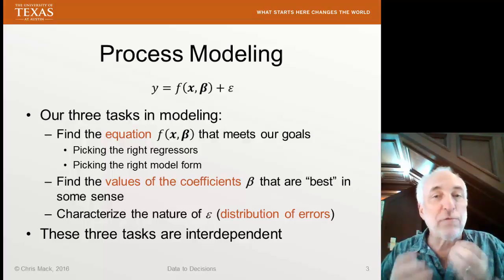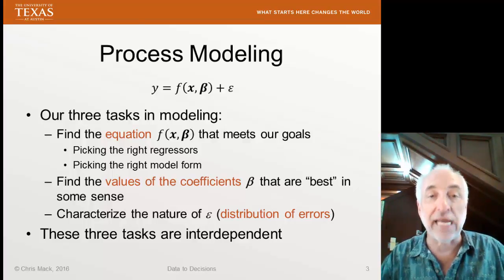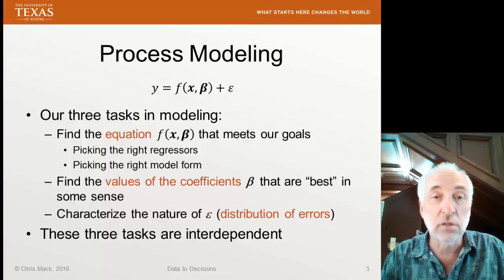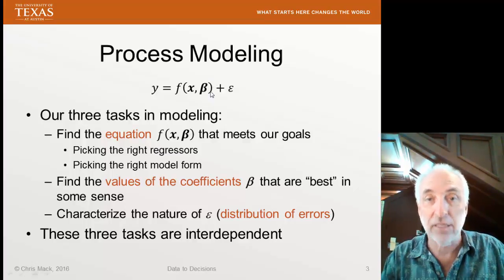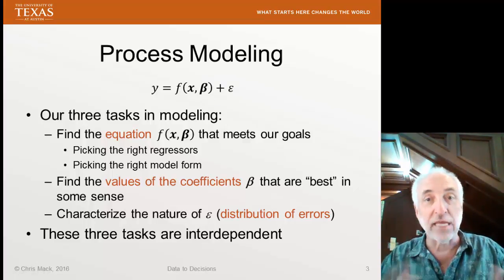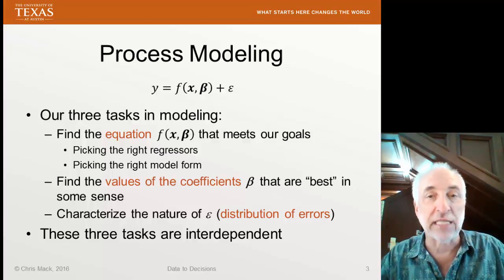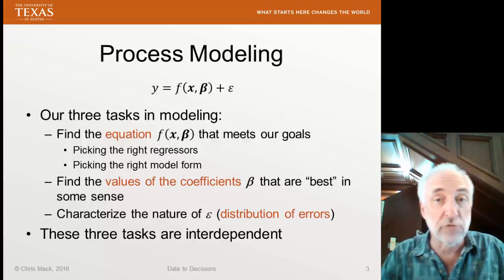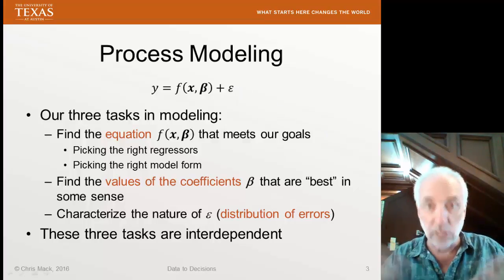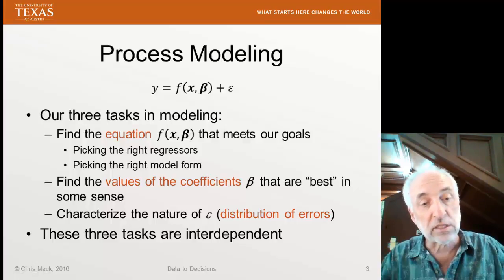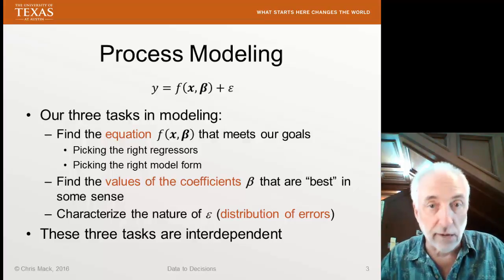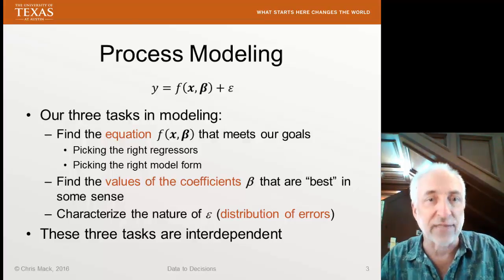Once we've got an equation, we can fit the equation to the data and extract our best estimates of the model coefficients, the parameters, the betas in this model. That's generally what we think of as regression. And then the third thing is to characterize the nature of the residuals, epsilon. What is the probability distribution? What is the scale parameter? How much spread is there in these errors?